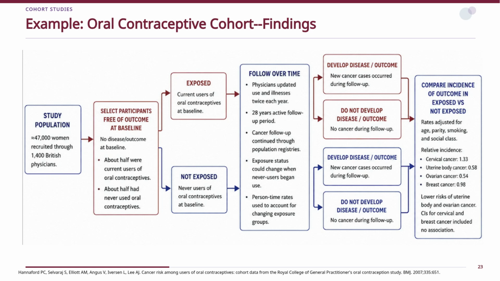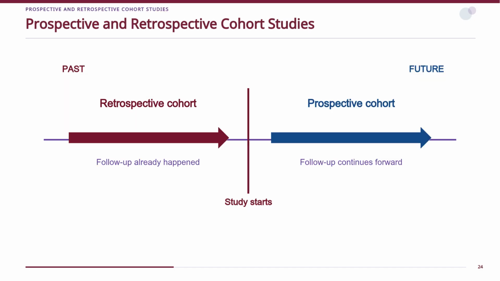This example shows the key structure of a cohort study. Identify exposure groups, follow them over time, measure new outcomes, and compare incidence between the groups. Cohort studies have two major subtypes, prospective and retrospective.